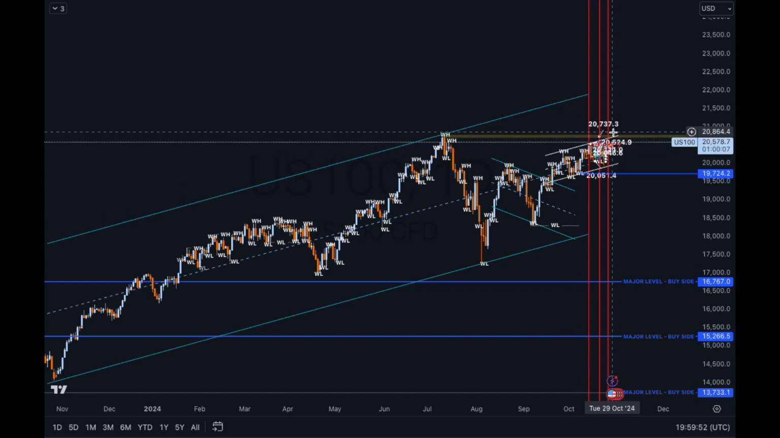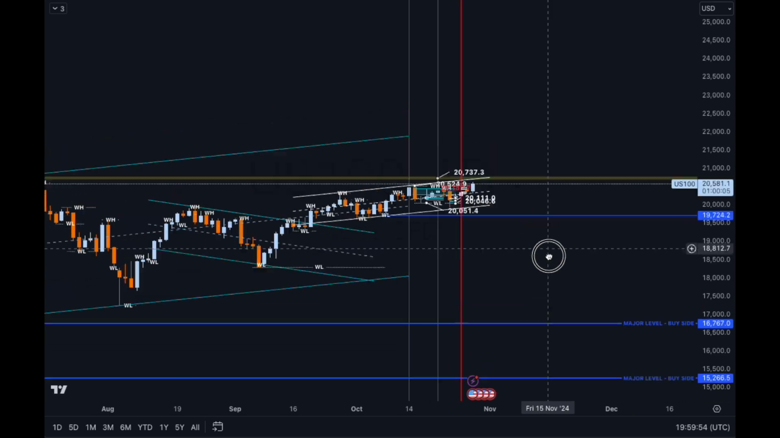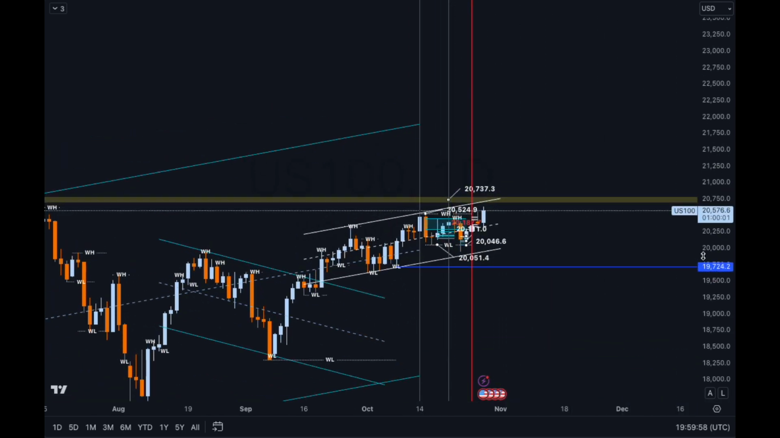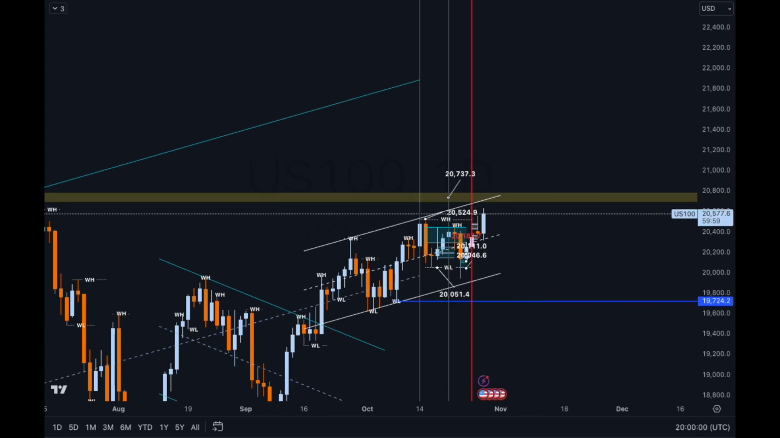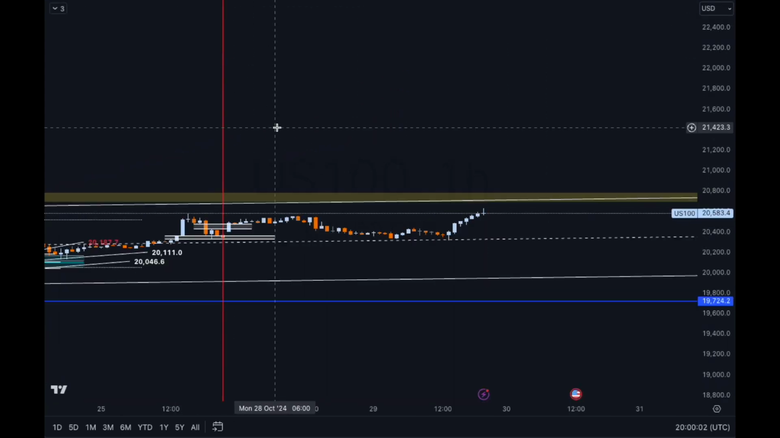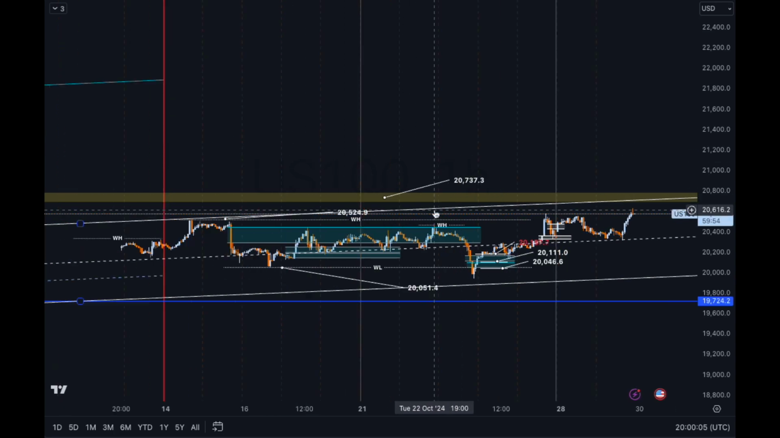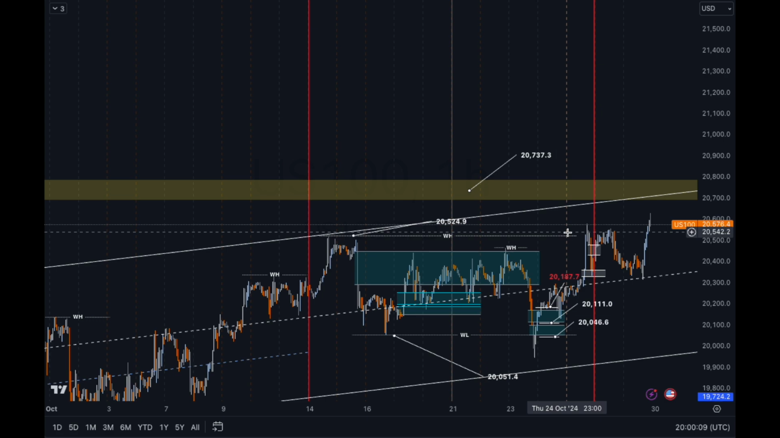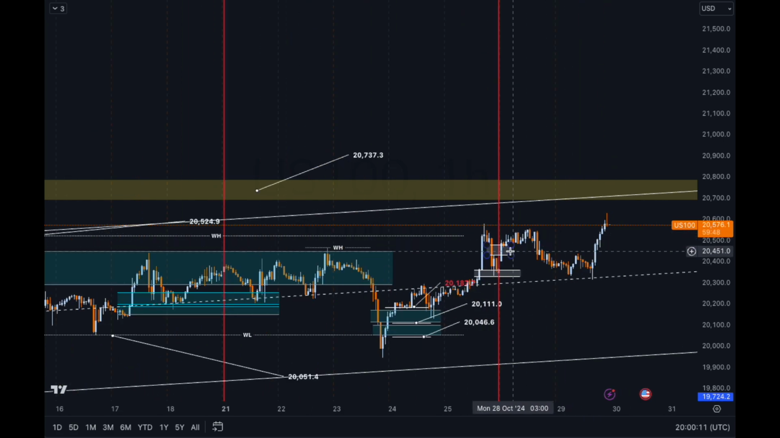Hence why I'm more biased to the fact that price is going to get to this particular zone before it comes down. All right, so now that we've gotten that out of the way, let's look to see what else has been happening and how we could have navigated this whole situation had I been trading the NAS.